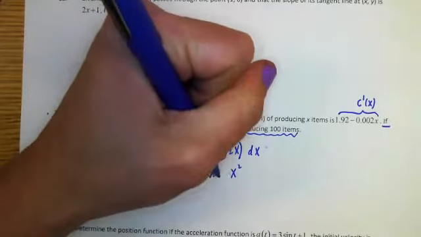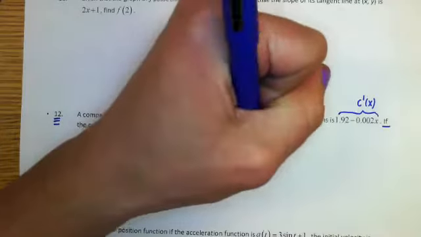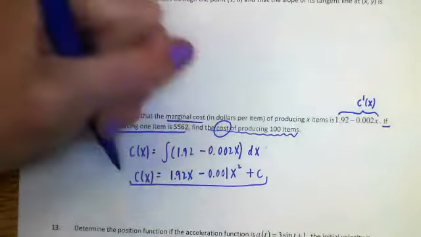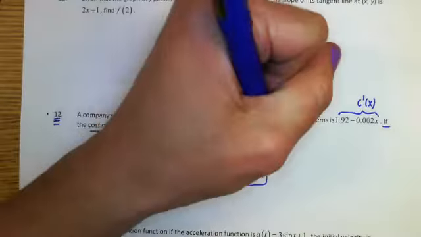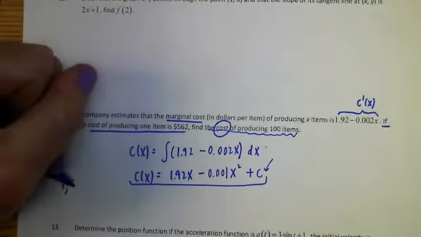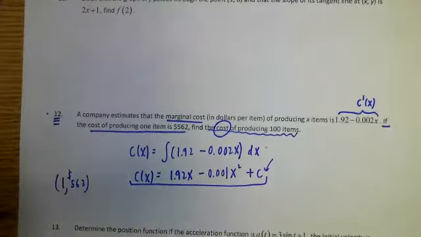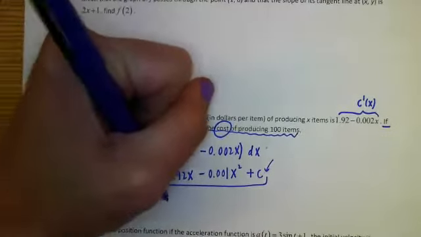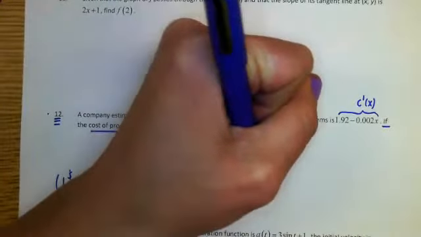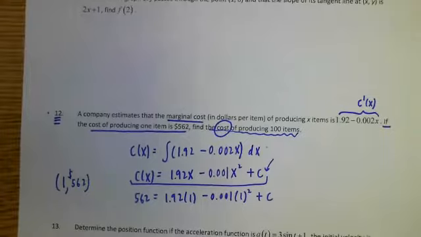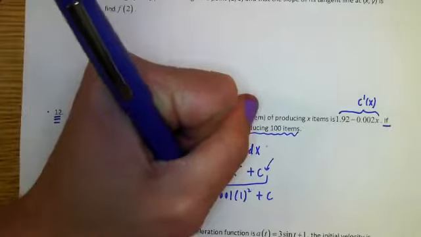Did I forget anything? Anything at all? Plus C. So we'll put that on the end. Step 2 must have been why we underlined this part of the sentence here. We need to get C. We need to get this constant. So the cost of producing one item is $5.62. That's your initial condition. We can plug $5.62 in for the cost when we plug in a 1 for X. So $5.62 equals 1.92 times 1 minus 0.001 times 1 squared plus C. Little calculation gives you that C equals 3.701, and that is your constant of integration.